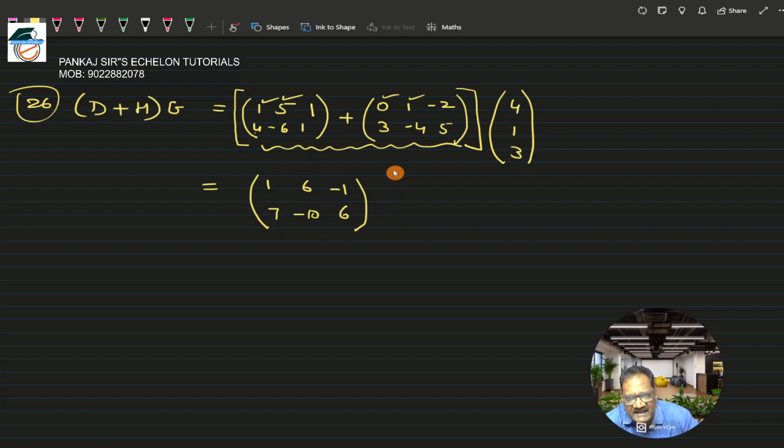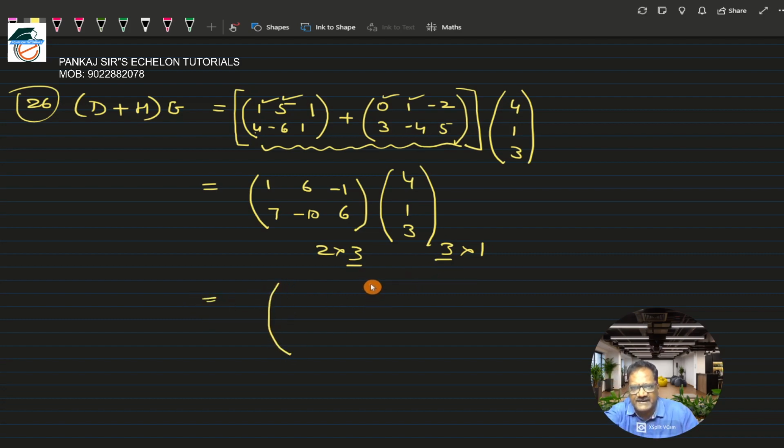Then this you have to multiply by 4, 1 and 3. Now this is a 2 by 3 matrix and this is a 3 by 1 matrix. Because these two are the same, we can say that the product is possible, and the product matrix will be of the order 2 by 1. So 2 rows and 1 column, so it will be just 2 places to be filled up.